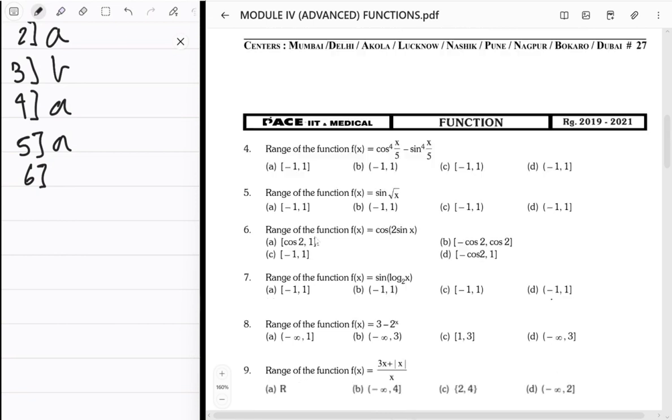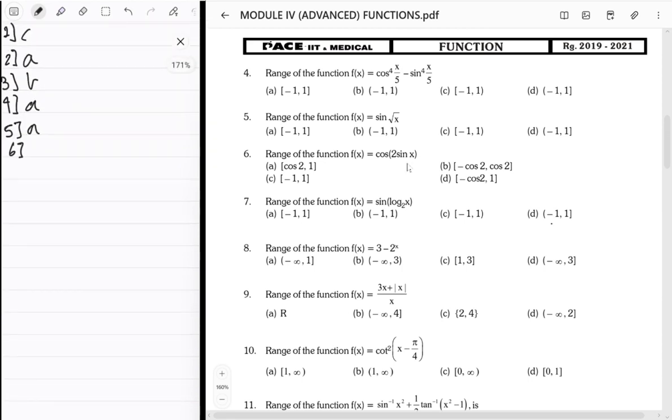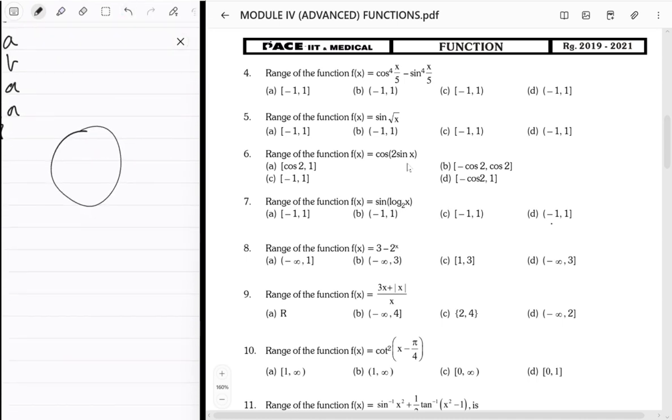Range of the function cosine of 2 sine of x. So 2 sine of x goes from negative 2 to 2, right? And wait, what? Negative 2 to 2? Think about it. So you are on this unit circle. Where is negative 2 exactly? Okay, negative 2 to 2. I mean, okay, it's an even function anyway. So just go from 0 to 2. That will cover all the possibilities.